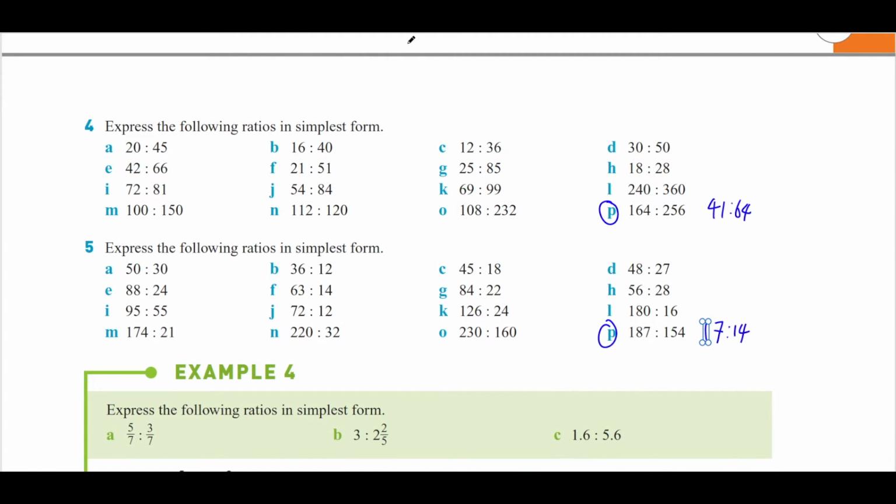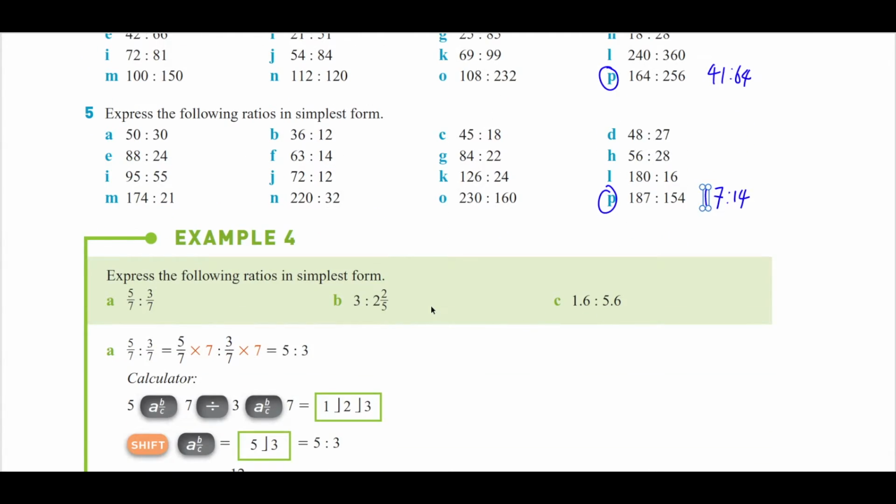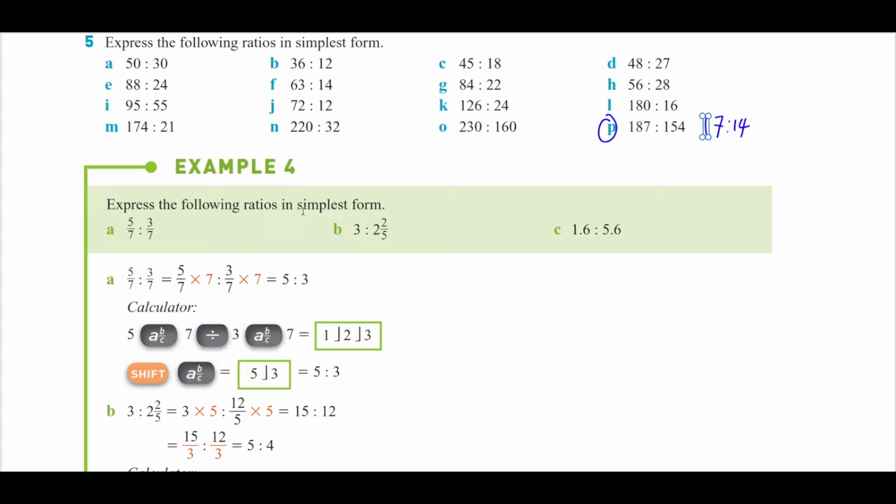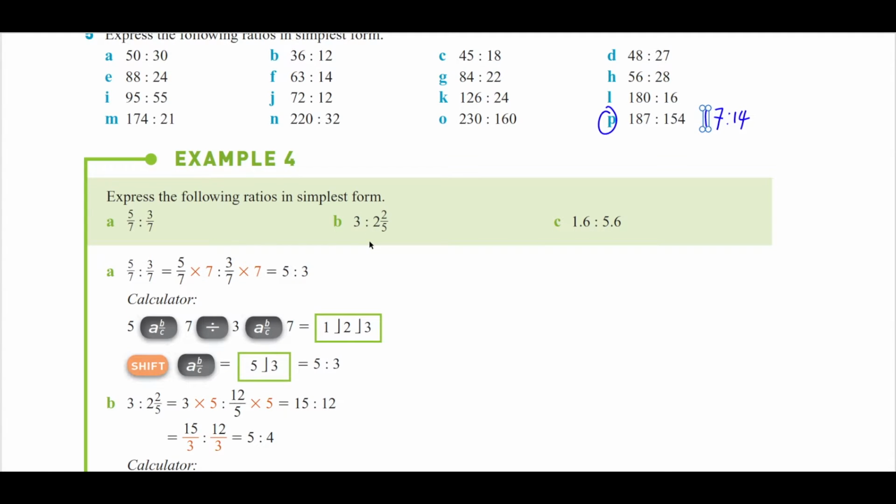If you want to really challenge yourself, feel free to find the highest common factors of these two numbers and then divide them, but you don't need to do that. Express the following ratios in simplest form. Okay, so now you can do these questions the same way as the other one.